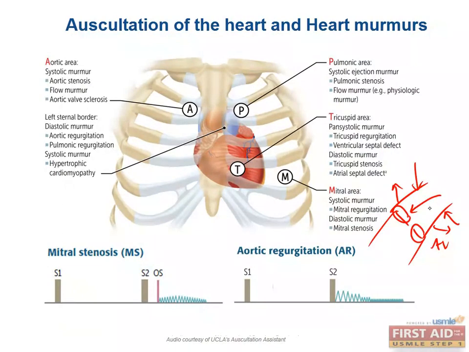And if for any reason there's incompetence of this valve, you can get blood that will leak over. And that is going to be highest at the initial onset of diastole, which is immediately after S2, and it will kind of decrescendo, or decrease in intensity. It will decrease as the aorta returns to its normal distension. So how can we increase the sound?